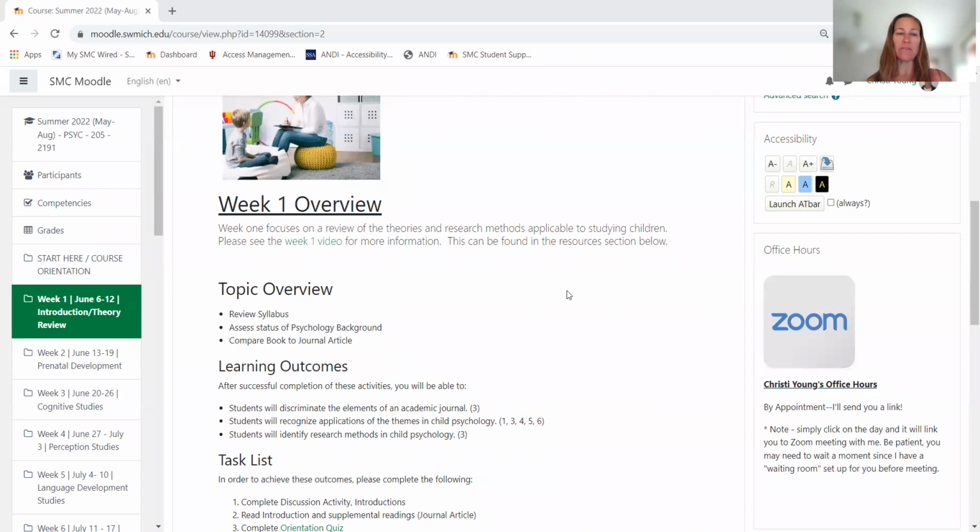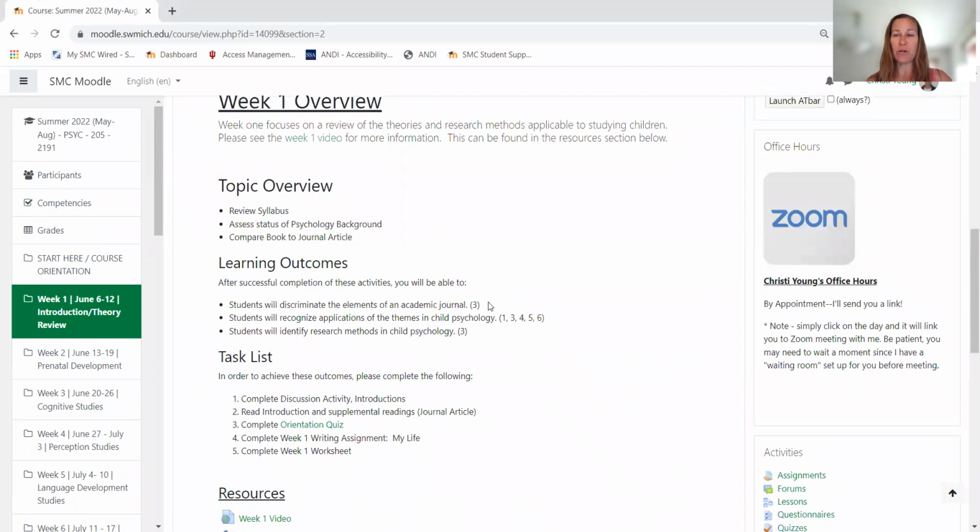I wanted to take a moment and give you an overview of your assignments for this week. As you can see, we are going to look at theories and methods applicable to studying children. A lot of this might be review from Psych 101. So this week, you're going to review the syllabus as well as compare a book to an academic journal article. As I noted in the navigation video, we will be looking at these learning outcomes, and they correspond with the course level outcomes notated here. Please know that these numbers have nothing to do with order of completion.